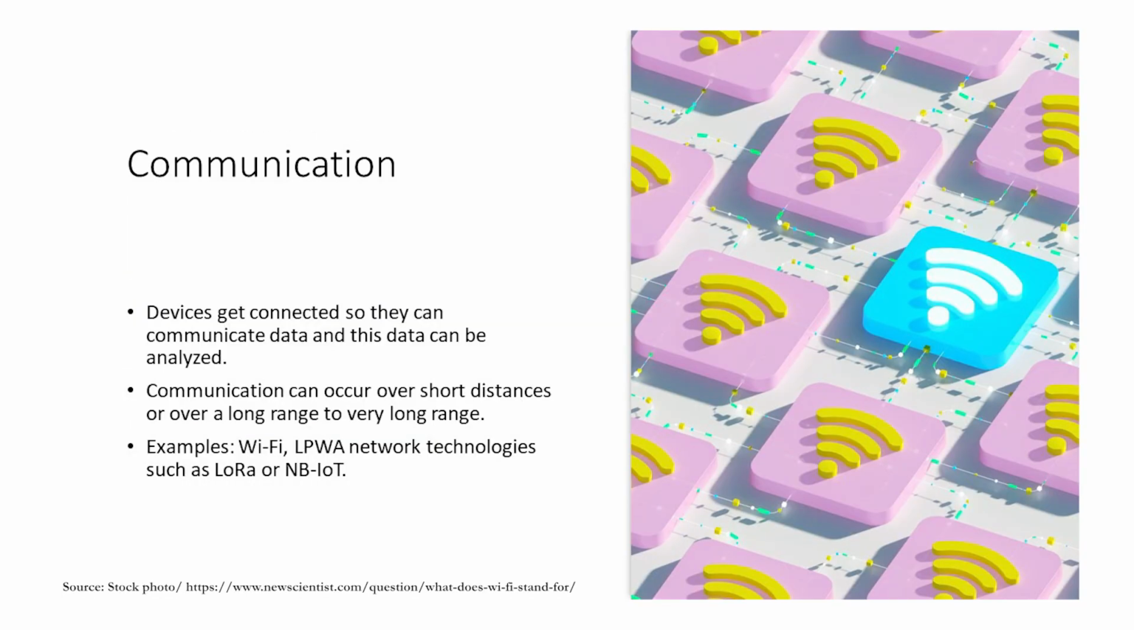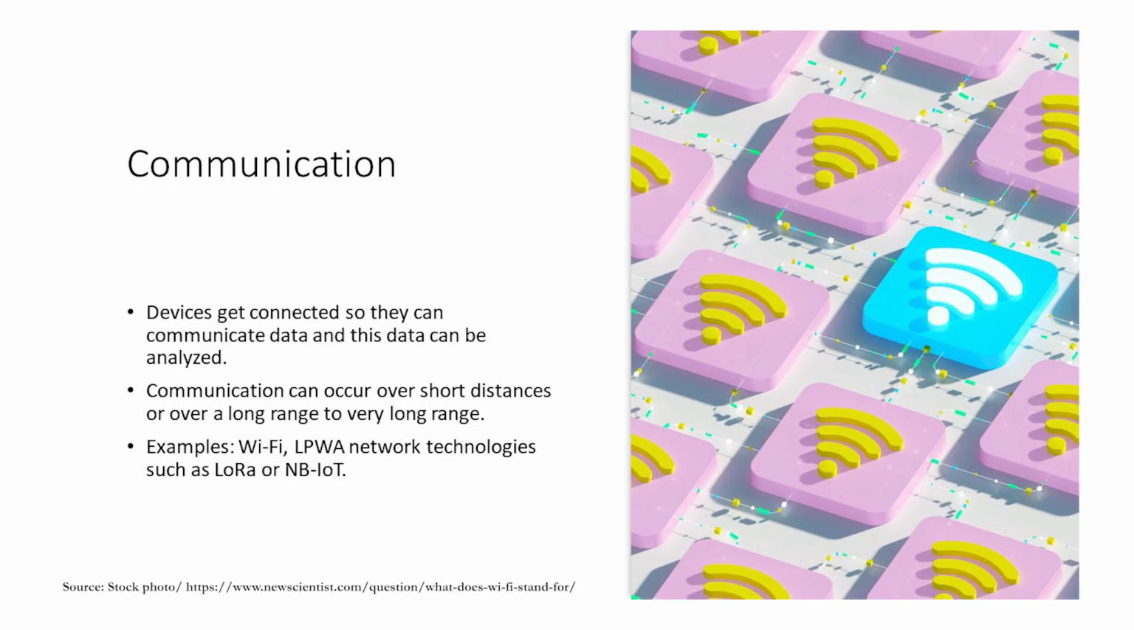Another key characteristic is that of communication. Devices are getting connected so that they can communicate the data, and this data can be analyzed. The communication can be over different distances, short, long, or very long. So, there are different types of networks being used to enable this communication. Wi-Fi is the first, but there are also low power wide area network technologies such as LoRa and NB-IoT.